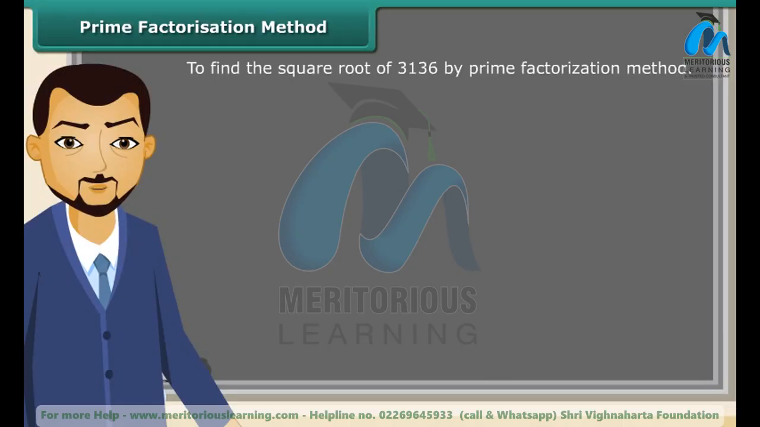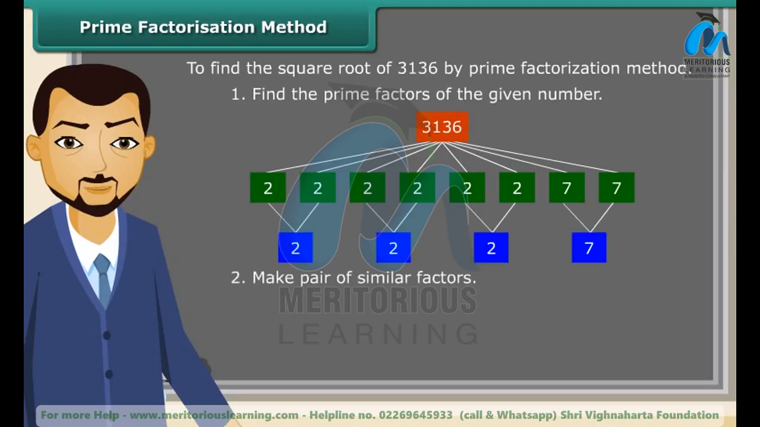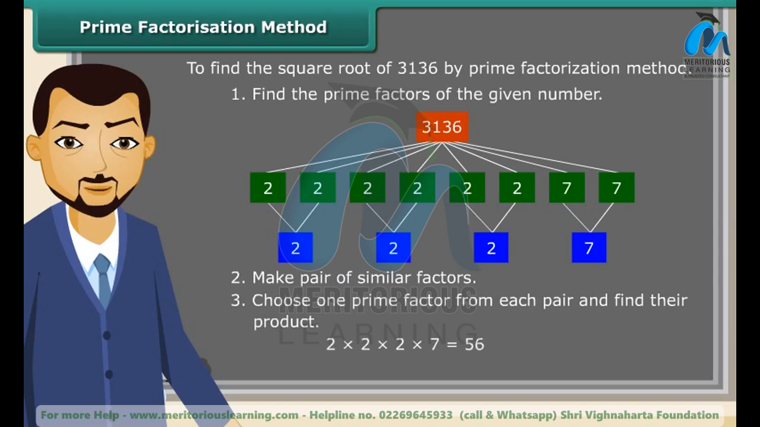Now we will try to find the square root of a number by prime factorization method by following some steps. First of all, find the prime factors of the given number. Now make pair of similar factors. After that, choose one prime factor from each pair and find their product. So the product thus obtained is the square root of the given number.